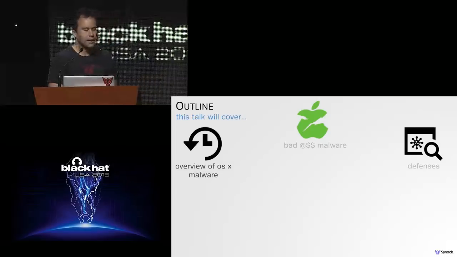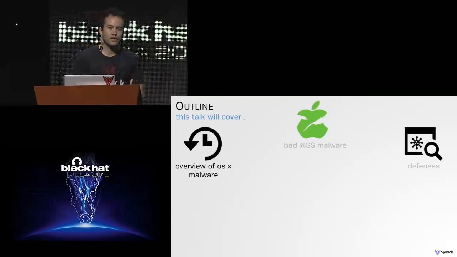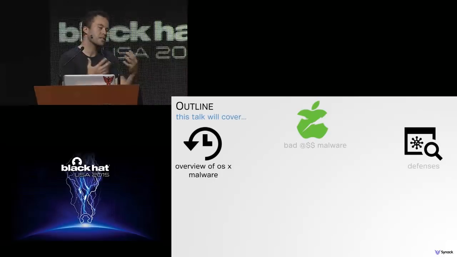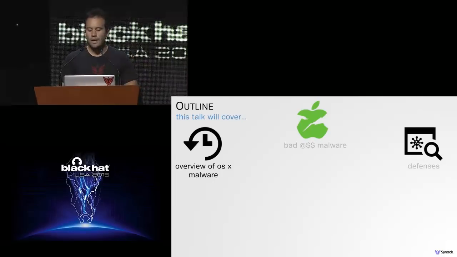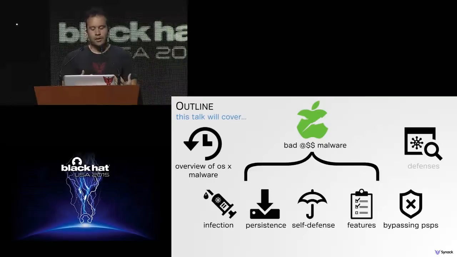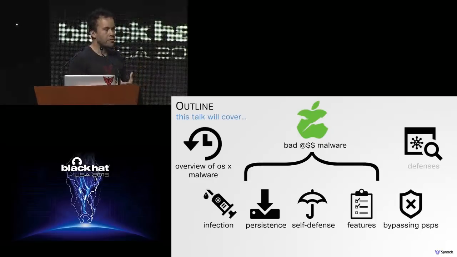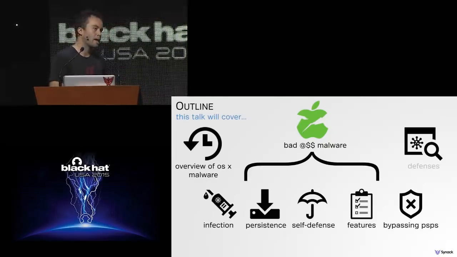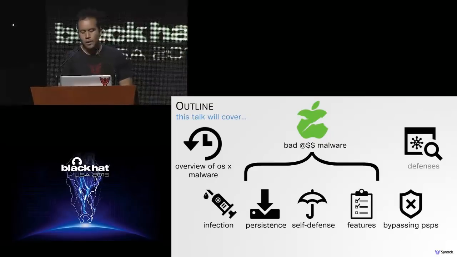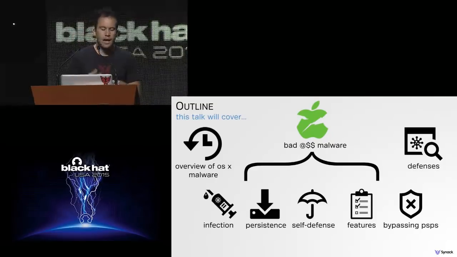So the talk today can be divided into 3 parts. We're going to start with a brief overview of OS X malware. Kind of allows us to get a baseline of what is out there. In the main part of the talk, I'm going to provide some novel ideas about how we can improve this status quo. So basically, we'll talk about how to improve infection vectors, persistence, self-defense, features, and then bypassing security products. And then finally, we'll end with some free security tools that can help us protect our Macs and ensure that we remain secure.